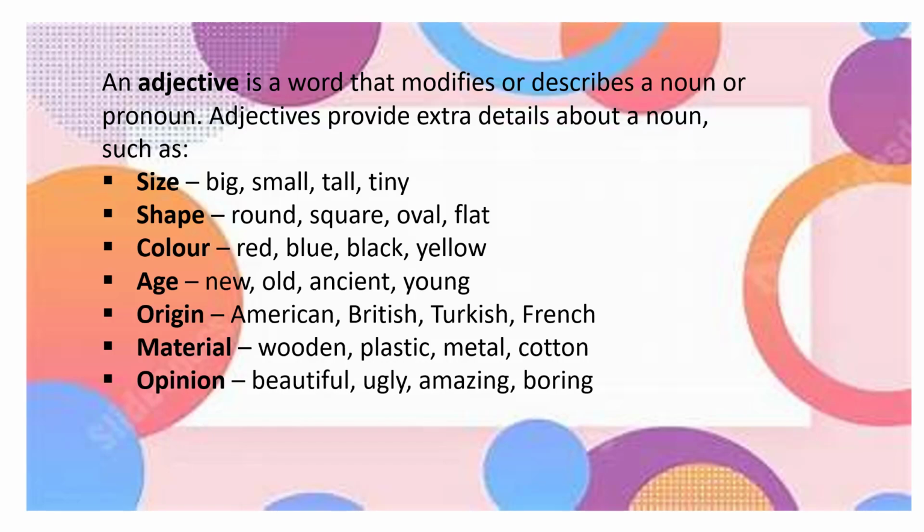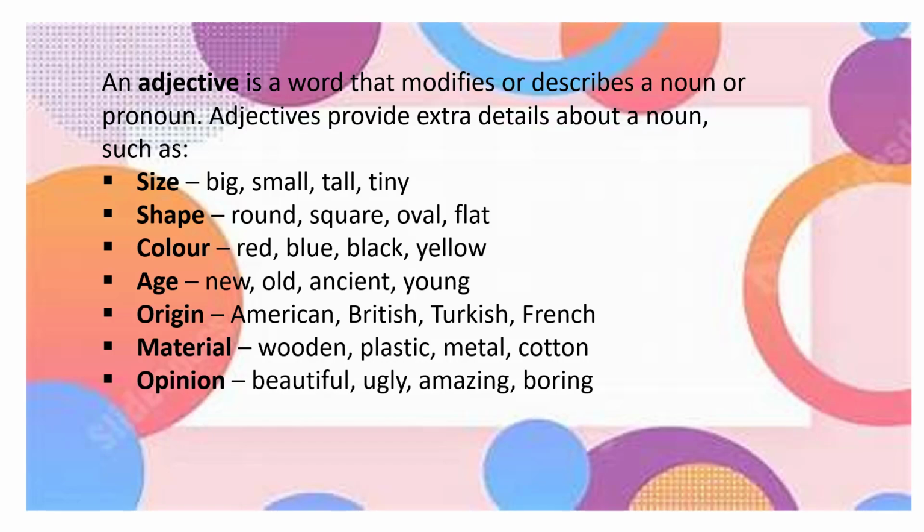The next one is material. Material is used to tell about any object. For example, we can say that this table is wooden, or I am sitting on a wooden chair, or I have a plastic basket, or my pen is made up of metal.